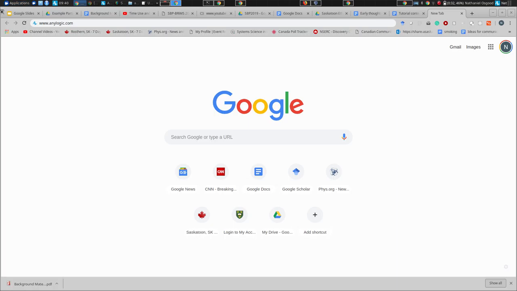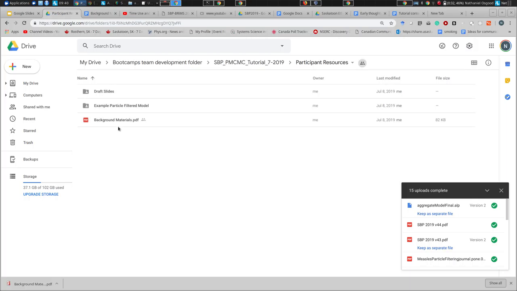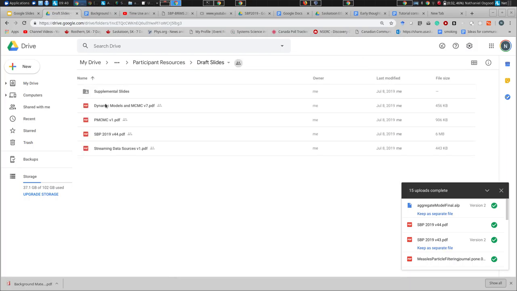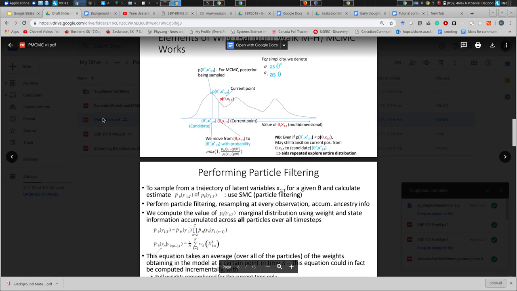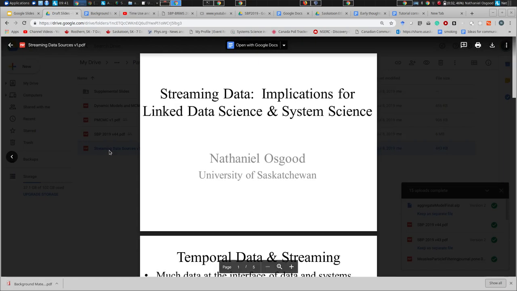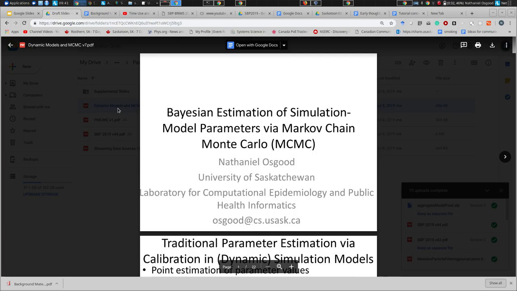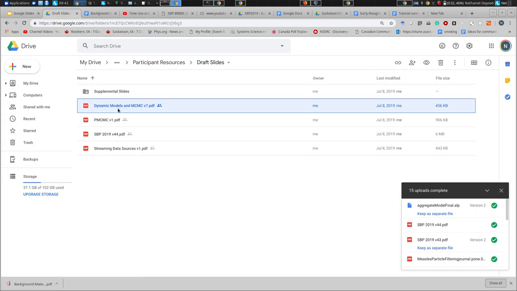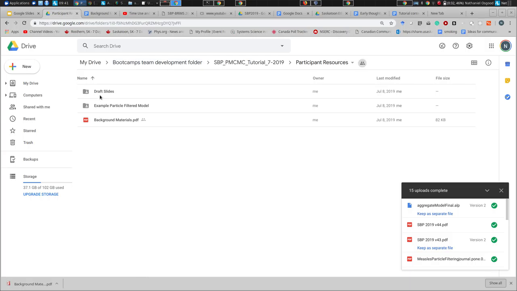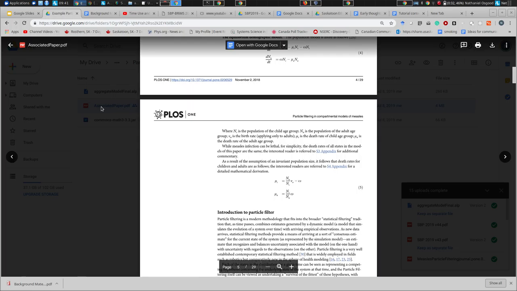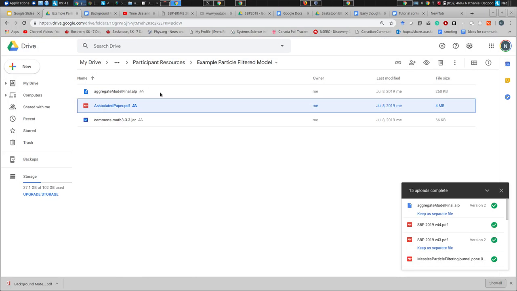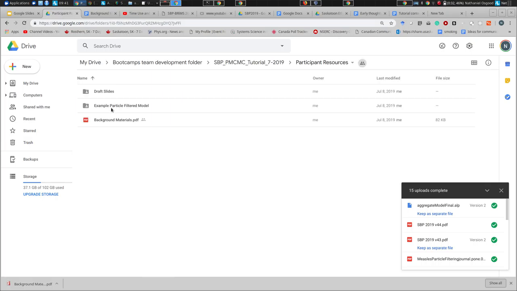Here I have put on here, under participant resources, the draft slides. This provides information on these slides I've just presented, but I also have information on PMCMC, which is a technique I'll be speaking about at our event later this month that focuses on bringing together data science and system science. And I also talk about MCMC, which is a technique for sampling from parameters that merges with particle filtering to form PMCMC. I will further note that I have provided the sample model, the paper that describes it and characterizes its use and its formulation, and a supporting library, which you may want to use.